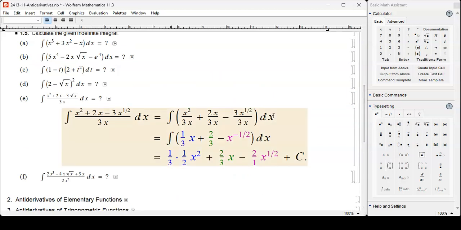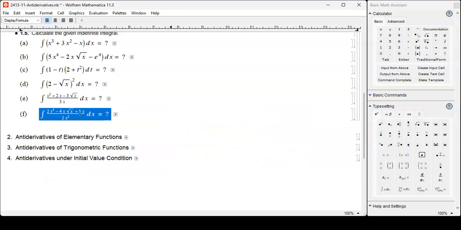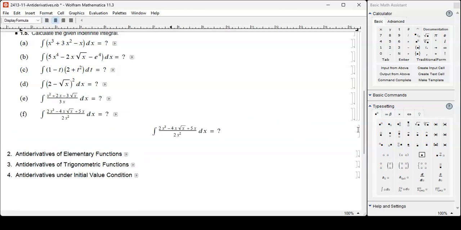Step 1, separate the numerators. Simplify, get a bunch of power functions added up, and then apply the power rule one at a time. Let's do this one more time, this time for this problem. I hope we have enough time here. If we don't, then I'll just stop.